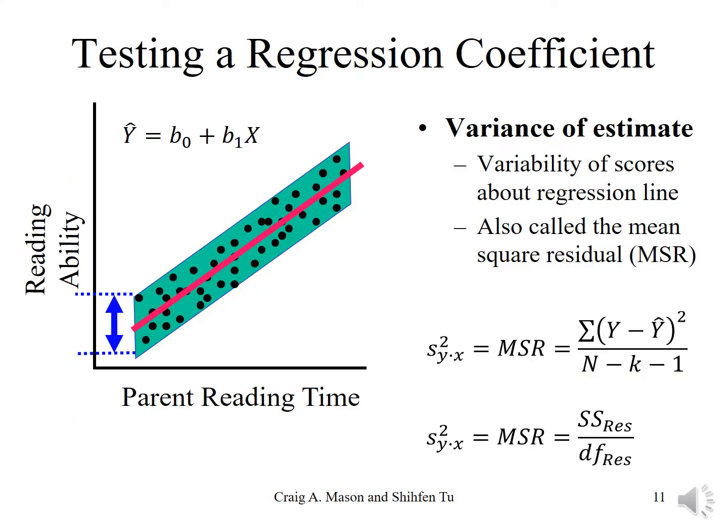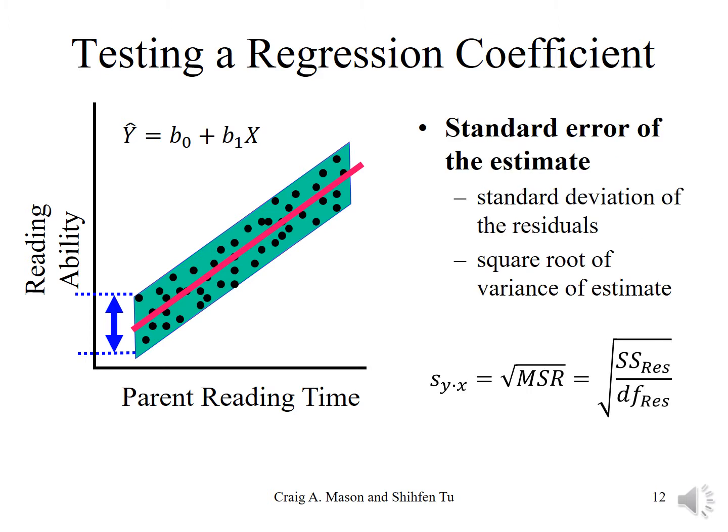But wait a minute, we've seen this before. The sum of our observed scores minus the predicted scores squared is the sums of squares residual. And n minus k minus 1 is the residual degrees of freedom. So you may also see it written as the sums of squares residual divided by the degrees of freedom residual, which sure sounds like the variance of the residuals around the regression line, which is good because that's what it is.